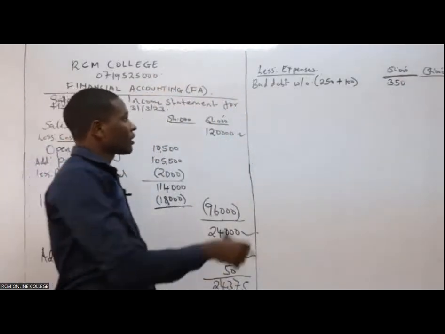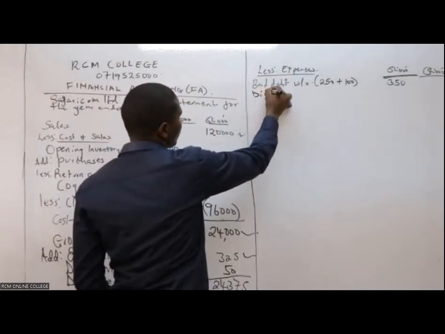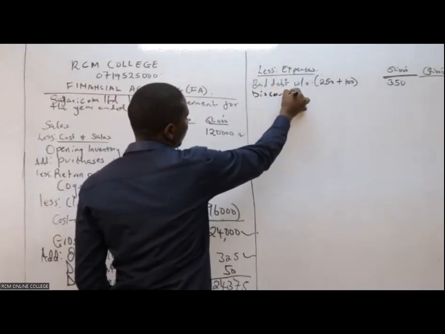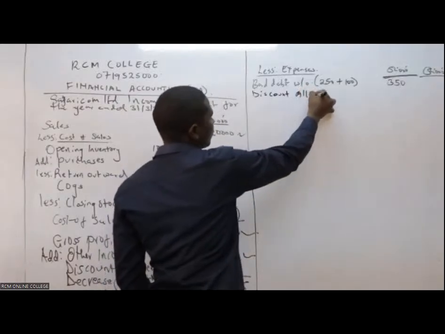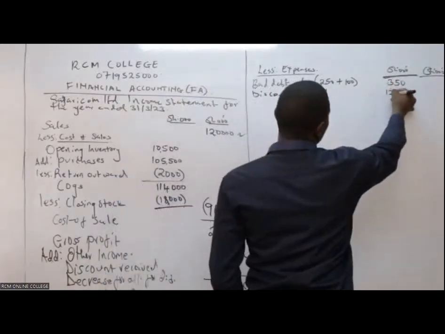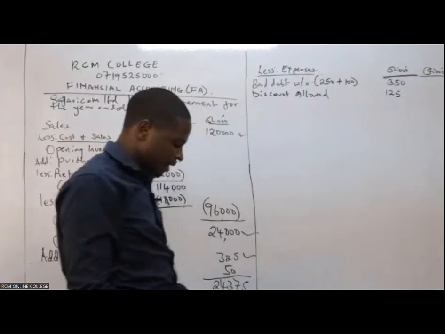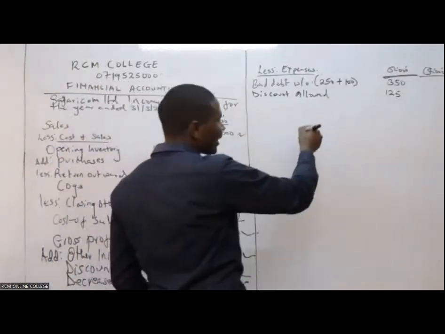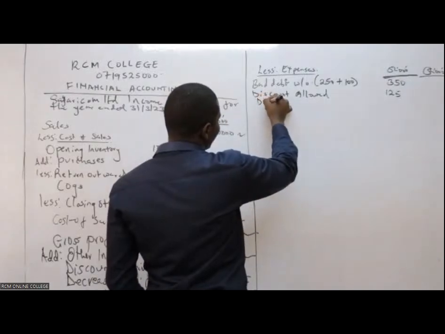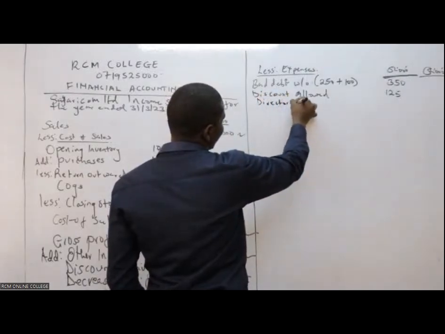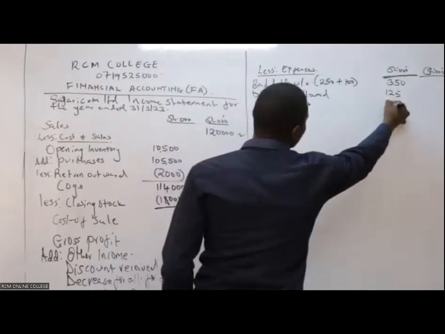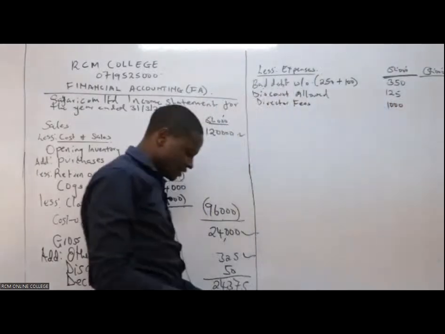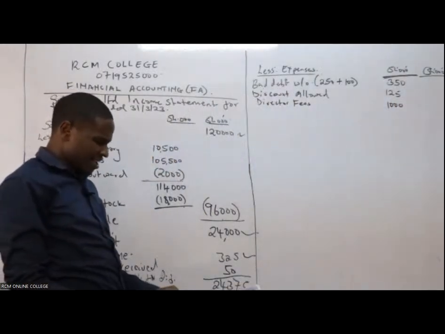Then discount allowed, of course this one we said, discount allowed is an expense. This discount allowed is 125. Who can identify any other? Director's fee, this is another direct one. Director's fee, 1,000. This thing was easy. Any other?